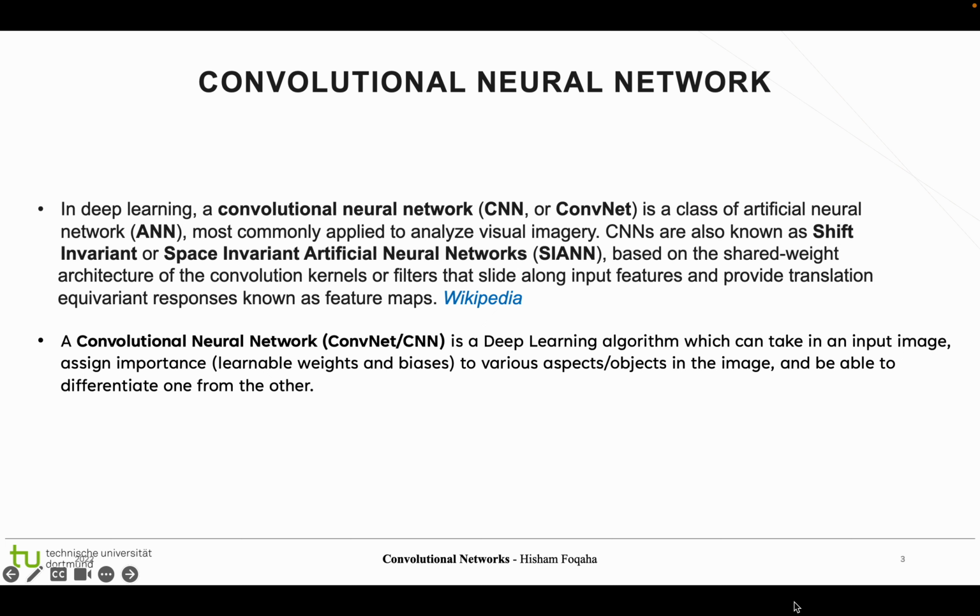In more general terms, a convolutional neural network is a deep learning algorithm which can take an input image, assign importance, learnable weights and biases to various aspects or objects in the image, and be able to differentiate one from the other. So a convolutional neural network will take an image as an input and assign importance, learnable weights and biases to various aspects or objects in this image.